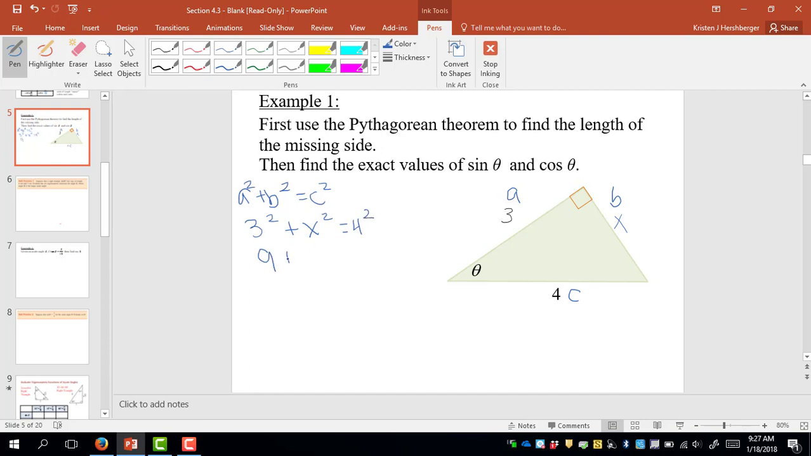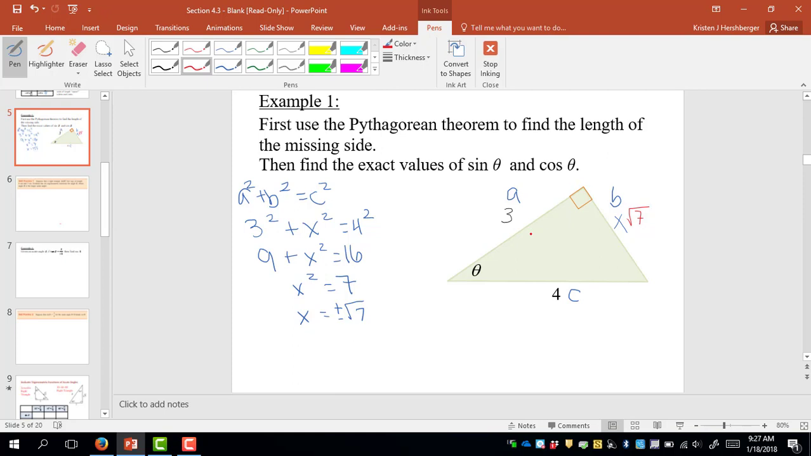3 squared is 9. 4 squared is 16. And then subtracting 9 from both sides, we get x squared is 7. Then we take the square root and we get that x is plus or minus the square root of 7. Well, we know it's got to be just the positive square root of 7 because you can't have a negative length and we're using it to represent the length of a side. So this side is square root of 7.